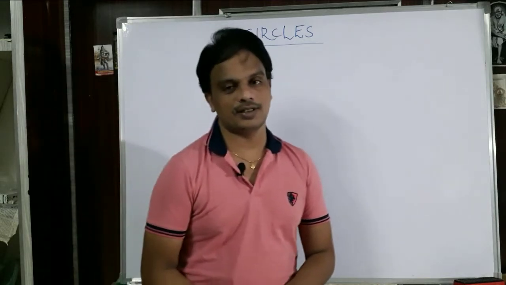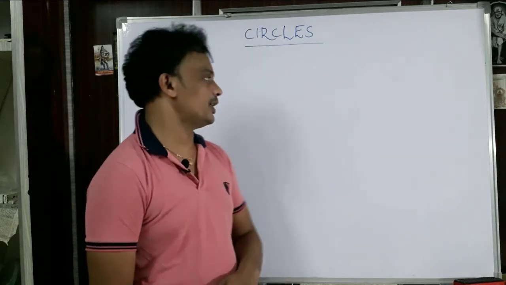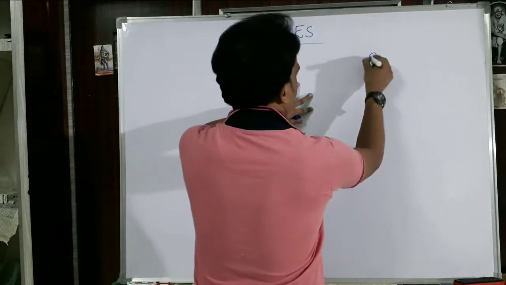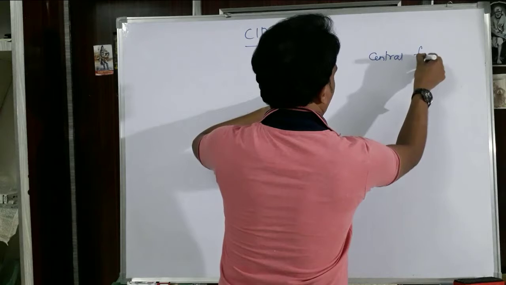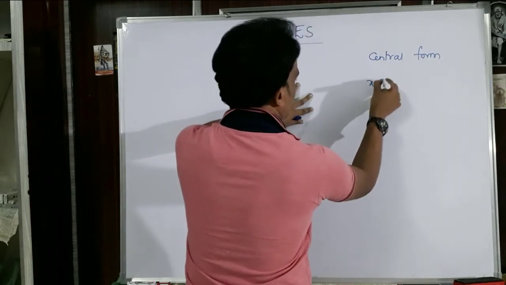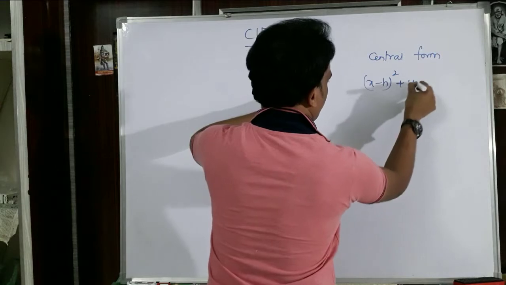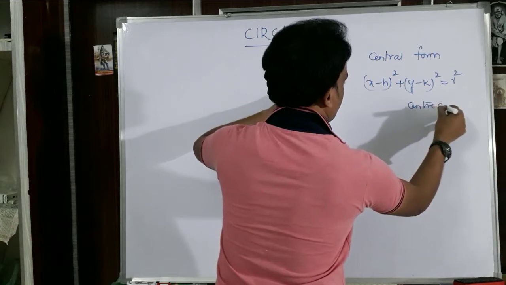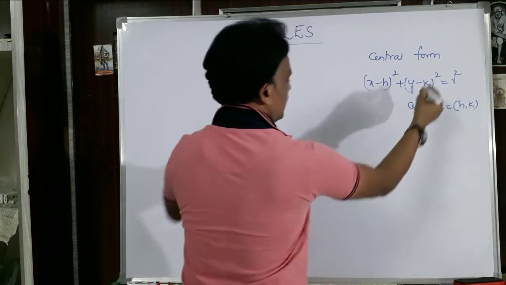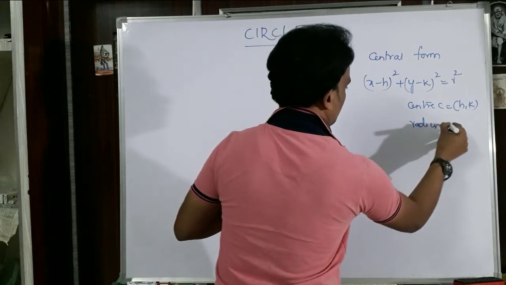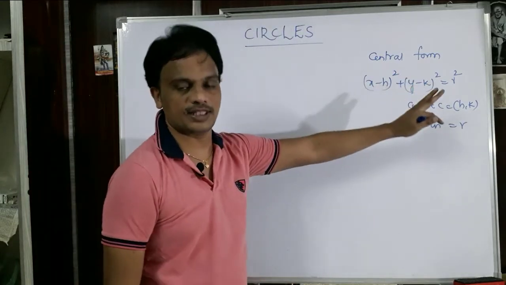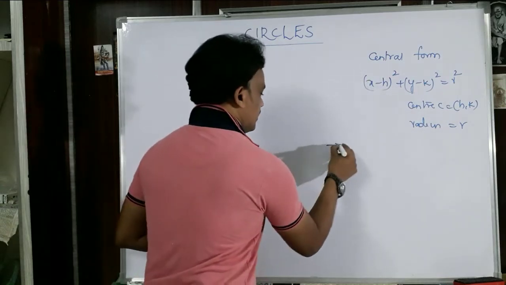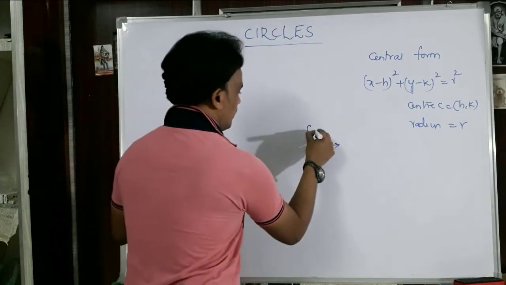In the last class we discussed the central form of a circle, and when the equation of a circle is given, how to get the center and the radius. So, what is the central form of a circle? When the center and the radius are given, it is (x minus h) whole square plus (y minus k) whole square equals r square. In that case, the center is (h, k) and the radius is r. When the center and the radius are given, we can get the equation of a circle. And what is the general form of a circle?